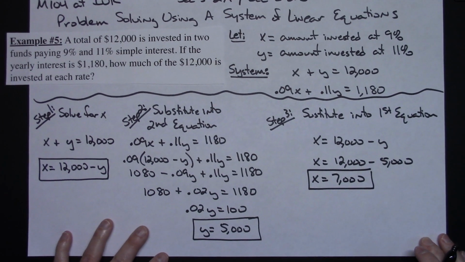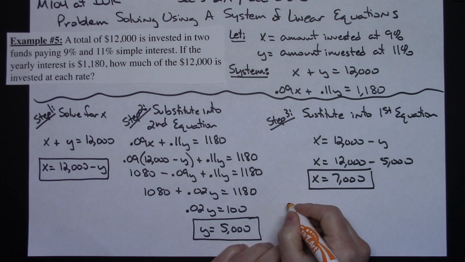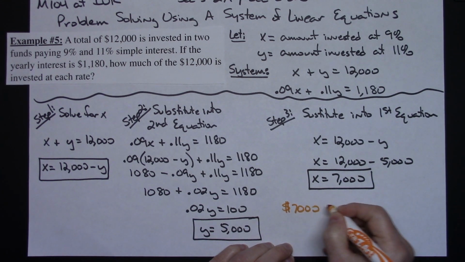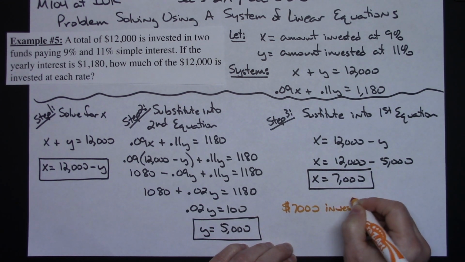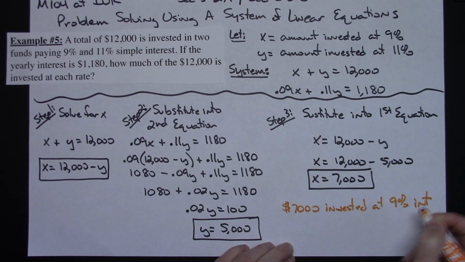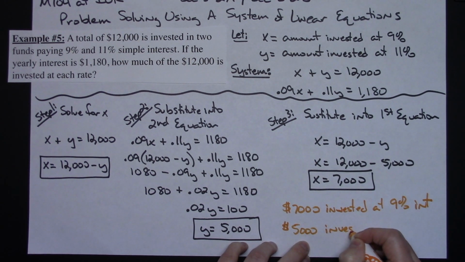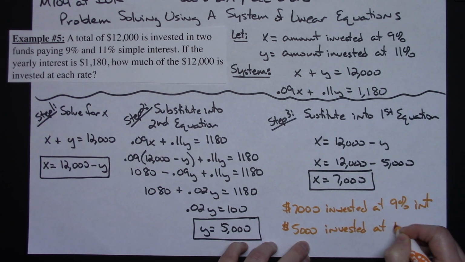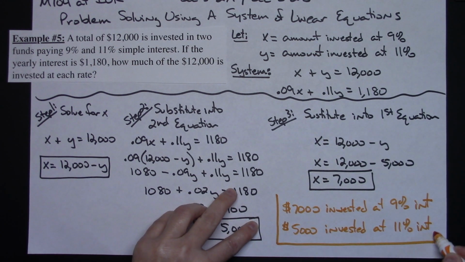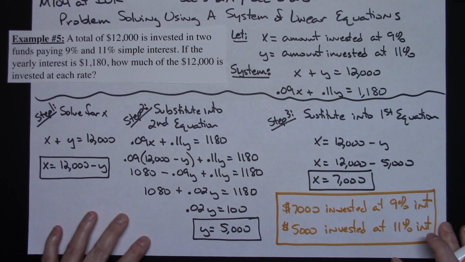And again, like I have done in all of these, generally when I am done, I write some type of conclusion just so that the answer is clear. So on this one we'd have $7,000 invested at 9% interest, and then we'd have $5,000 invested at the 11% interest. It is just really good to write some type of summary as opposed to just leaving your x equals and your y equals.